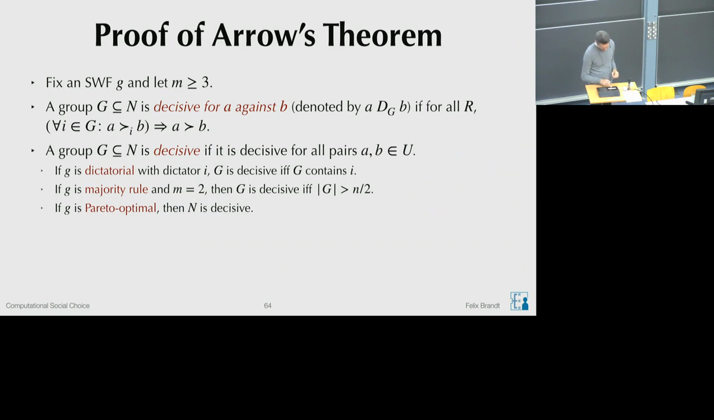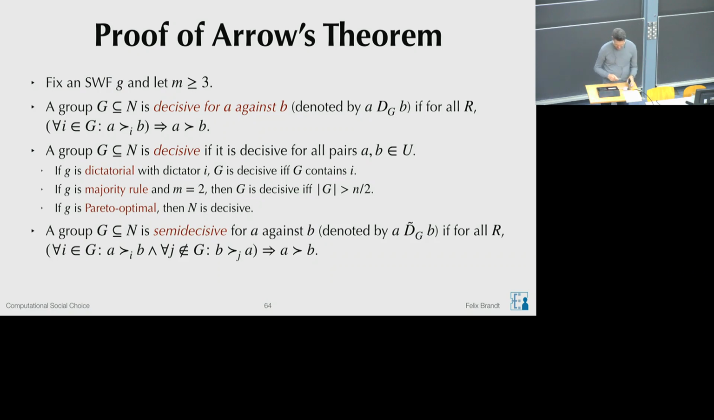Now there's one other notion, and that's the condition of so-called semi-decisiveness. I don't really like this term because semi usually sounds like half decisive or something, but it's really just a weak form of decisiveness. So you can think of this as weak decisiveness, and the group is weakly decisive or semi-decisive for A against B, denoted by the same symbol, only with a little tilde on top. So there's this curly wave on top of the D here.